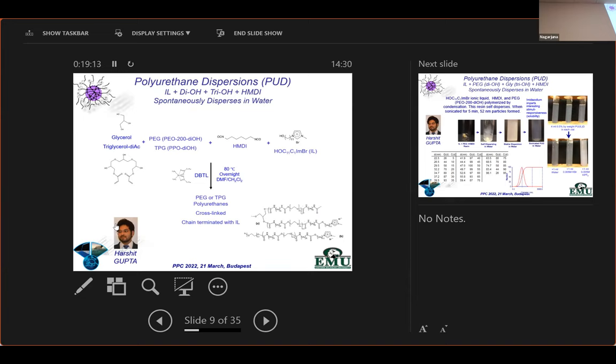Okay, so let's switch gears to Mr. Gupta's thesis work, where we're making polyurethanes, in this case, cross-linked either with glycerol or with triglycerol diacrylate, and using either a polyethylene glycol diol, about 200 Daltons, or tripropylene glycol, formula weight 192.